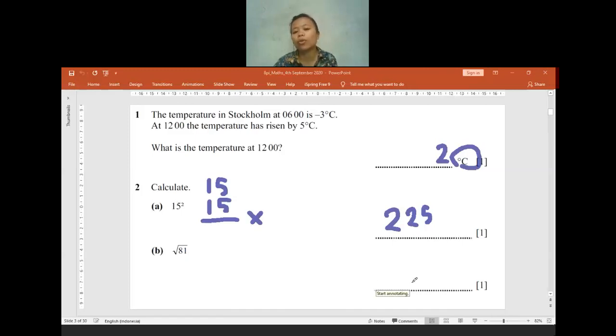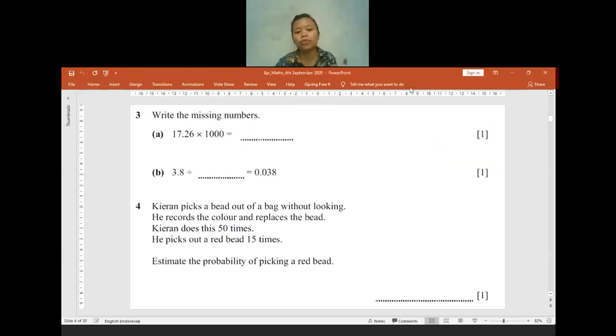Okay, I will move to question B. Square root of 81. How many is the square root of 81? Yeah, the answer is 9. Thank you. I don't think anyone has any confusion, right? I will move to question 3. But if you have any confusion, feel free to interrupt me. You can unmute yourself or text me through the chat box.